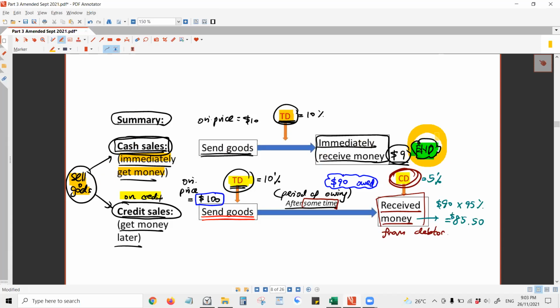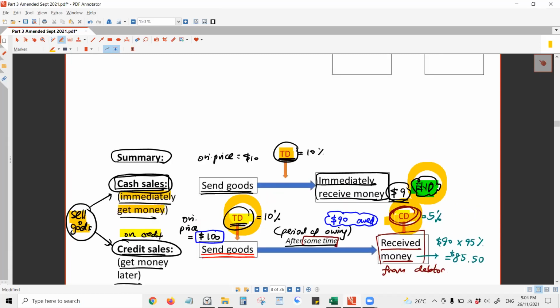For selling goods on credit, there could be two stages of discount. First stage is the trade discount. When you send goods to them, you should know how much they are buying. Then you can give them trade discount accordingly. After some time, when customers settle the debt, at that point of time, you know whether they are late or punctual. So you can give them cash discount.